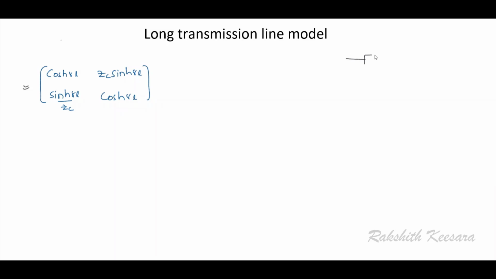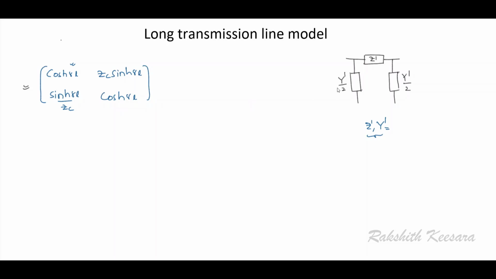So this is our pi circuit. This will be Z dash, and Y dash by 2, Y dash by 2, and Z dash and Y dash are not the original impedance and admittance of the transmission line. These are just the representation of the ABCD parameters of the long transmission line. These are not the original values.